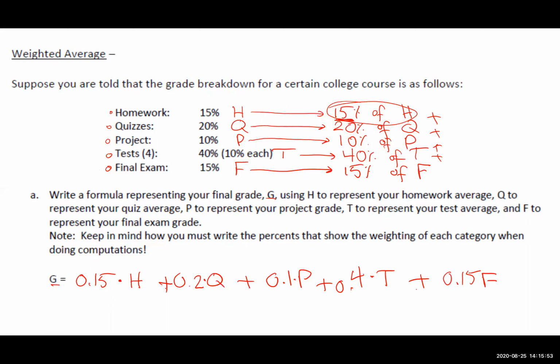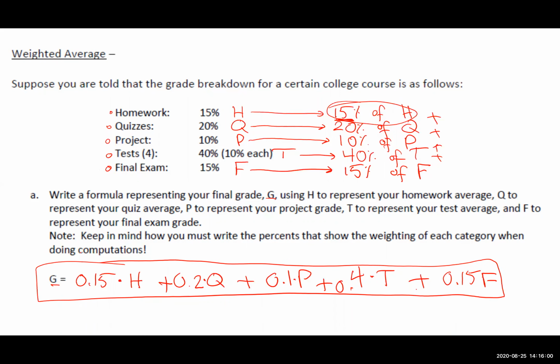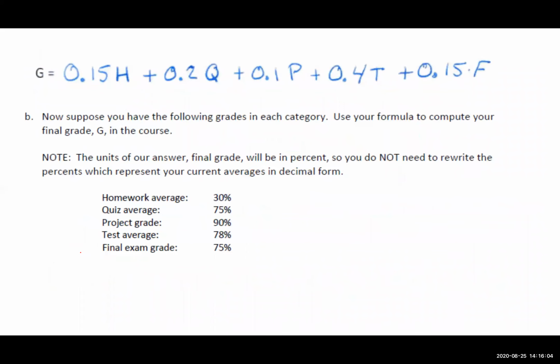There it is. That's my formula. That's how I would go about computing my final grade. I think you'll find this page of notes to be particularly helpful when you get to your Excel project. All right, so here's my formula again. Now let's suppose I actually have the following grades in each of these categories. What I'm going to do now is compute my final grade.